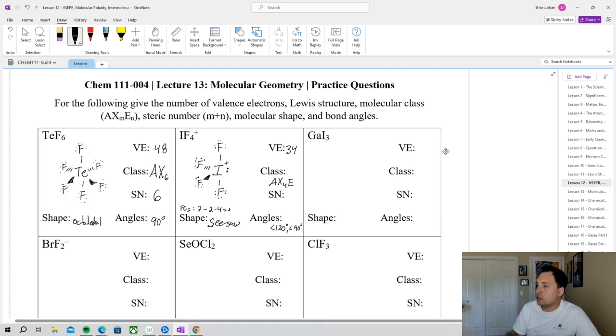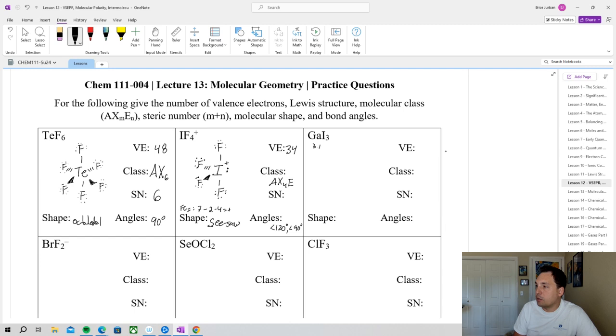So gallium triiodide is going to have 3 plus 21 or 24 valence electrons. Since each of the iodines has to have an octet, this is going to be an AX3 class. We're not going to have any lone pairs left over. And also gallium is going to follow that same rule that aluminum does. It's going to be an electron deficient element. It's okay that this one will only have 6 total electrons. So we'll put gallium in the middle.